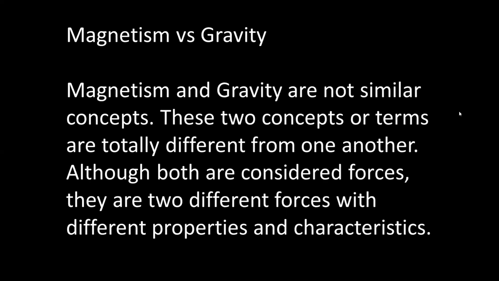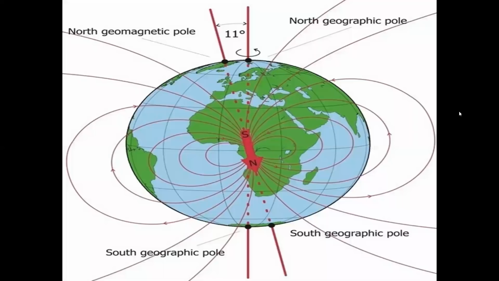So, magnetism versus gravity, right? Magnetism and gravity are not similar concepts. These two concepts or terms are totally different from one another. Although both are considered forces, they are two different forces with different properties and different characteristics. This begins to help explain why we have a magnetic north and a geographical north, and why there is a deviation in the tilt, the spin of the Earth.